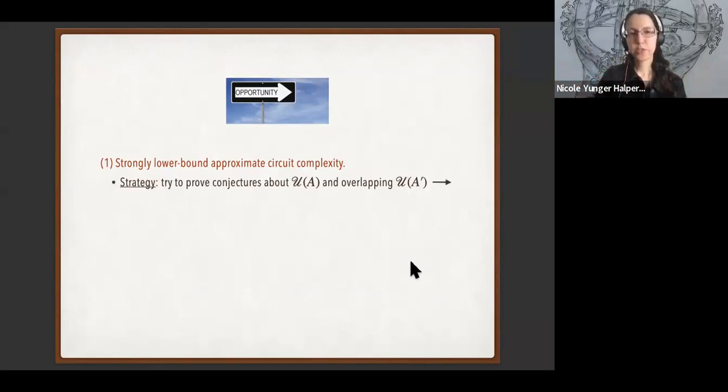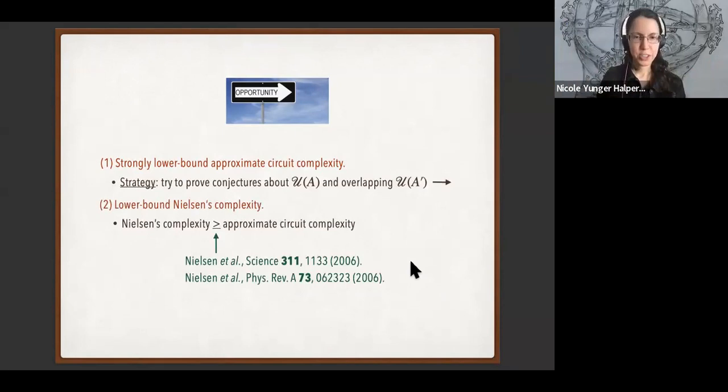If we can strongly lower bound the approximate circuit complexity, then we can lower bound Nielsen's complexity, which high energy theorists would like to do. Nielsen's complexity is known to upper bound the approximate circuit complexity, and if we can lower bound that one, then we have lower bounded Nielsen's complexity.